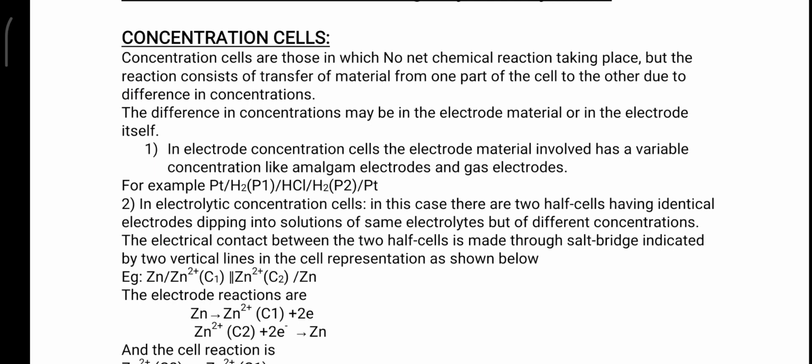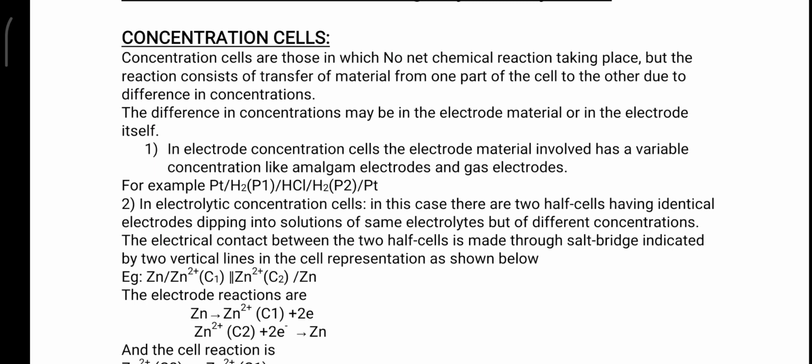The second type of concentration cells are electrolytic concentration cells. Here there are two half cells having identical electrodes dipping into solutions of the same electrolyte but of different concentrations. The electrical contact between the two half cells is made through a salt bridge, indicated by two vertical lines in the cell representation as shown below.